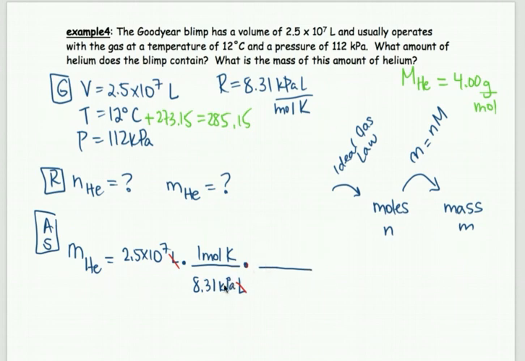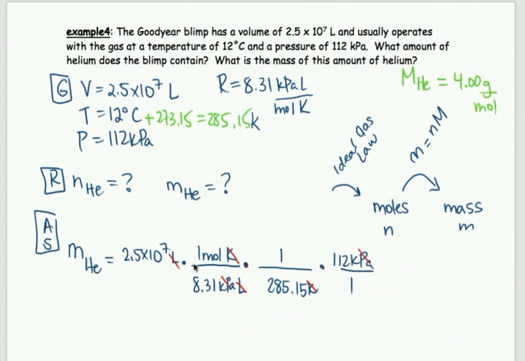All right, so let's get rid of the kelvins next. That's the temperature, so I'm just going to go 1 over 285.15 kelvins here. All right, and then those are gone. I'm going to get rid of the pressure as well now. That's kilopascals at the bottom, so I'm going to put 112 at the top here. All right, so those are gone.